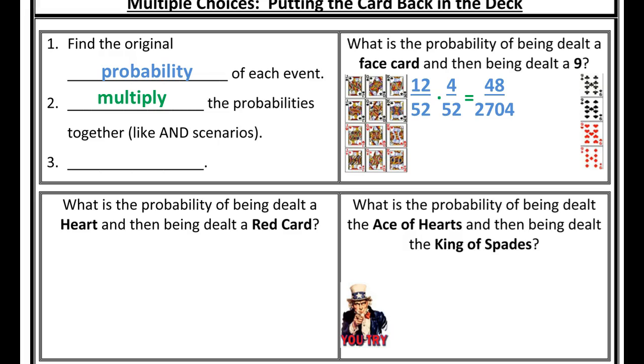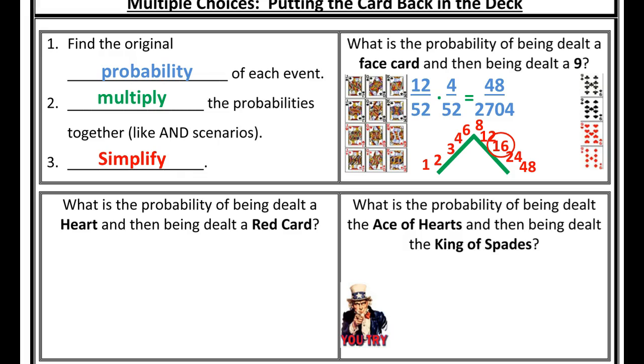2,704. In order to simplify that, I'm going to find the factors of the smallest number. So I'm going to take 48, 1 and 48. 48 divided by 2 gives me 24, a whole number. 48 divided by 3 gives me 16, a whole number. 48 divided by 4 gives me 12, a whole number. 48 divided by 5 gives me a decimal. 48 divided by 6 gives me 8, a whole number. 7 gives me a decimal. 8's on the other side of the mountain.